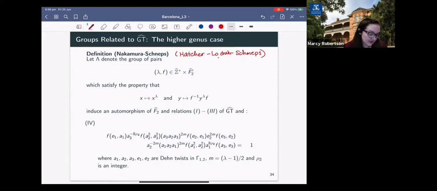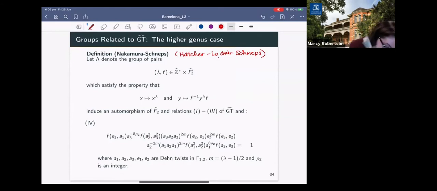And so this lambda, what is this? This is the subgroup. Basically, it's adding an extra relation to GT. So it's pairs lambda, F, that satisfy the same extra property in GT, and satisfy relations 1 through 3, so the symmetry, hexagon, and pentagon of GT. And in addition, relation 4, this new relation here, which is this giant nightmare equation.